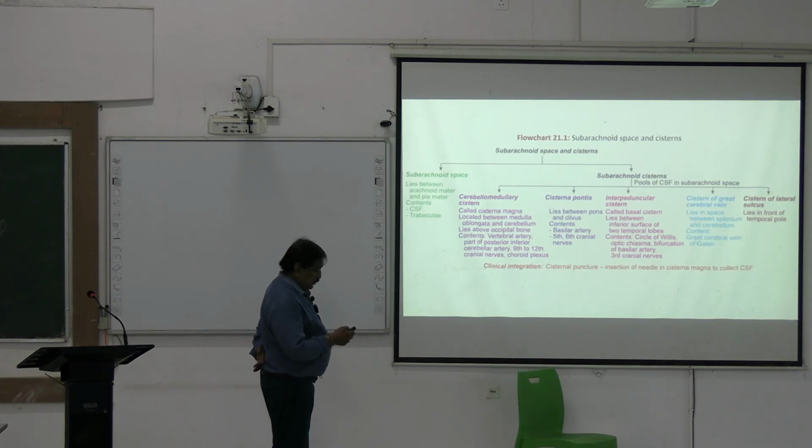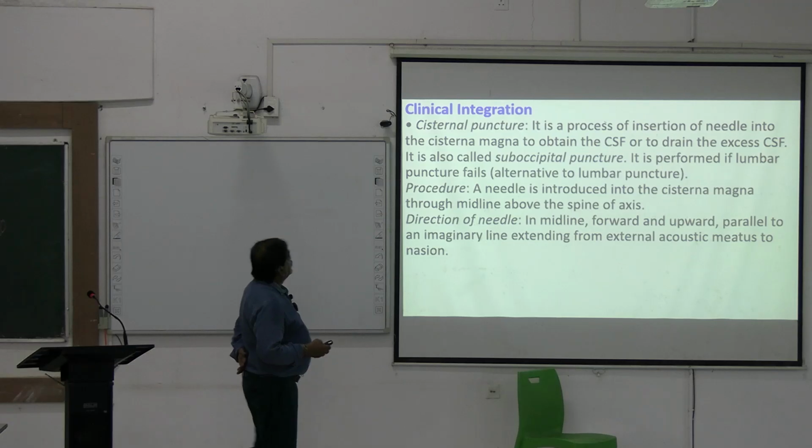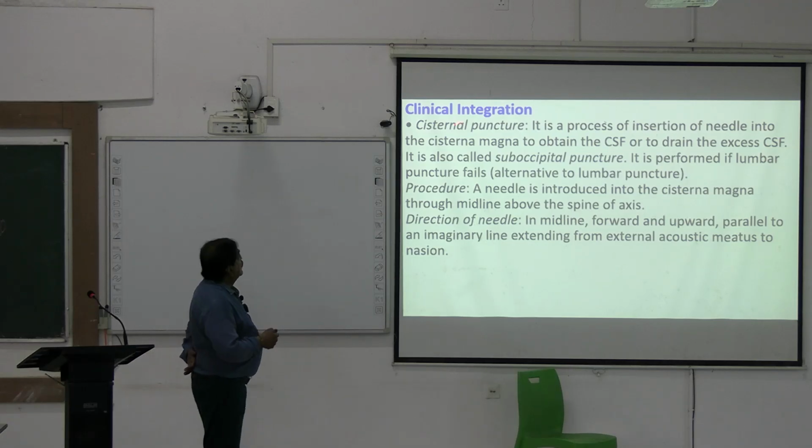Now that is the flow chart. Now clinical integration. Cisternal puncture is a process of insertion of a needle into the cisterna magna to obtain the CSF or to drain the excess CSF. It is called suboccipital puncture. It is performed if lumbar puncture fails, as an alternative to lumbar puncture.